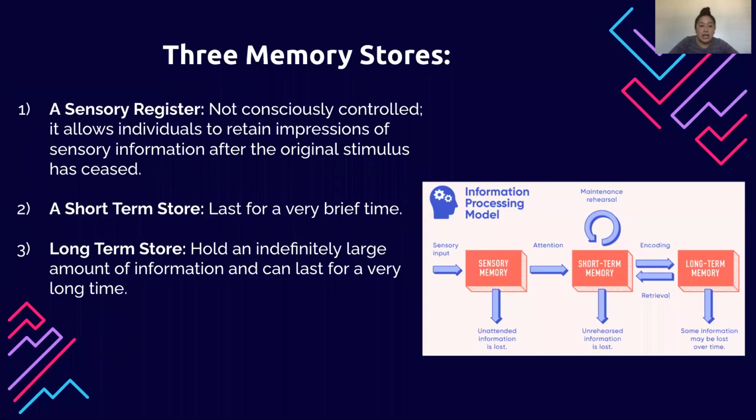The next one is the short-term store, also known as short-term memory. It lasts for a very brief time, but an example of that is you look up a telephone number and rehearse it long enough to dial it. And then we have the long-term memory, also known as the long-term store, which holds an indefinitely large amount of information and can last for a very long time. An example of that would be you remember the house where you lived when you were 7 years old or when you were young.